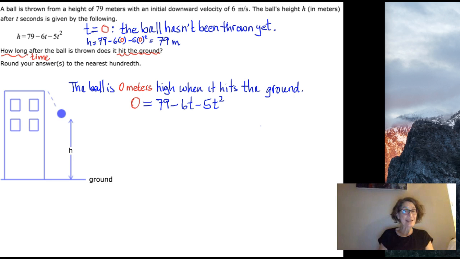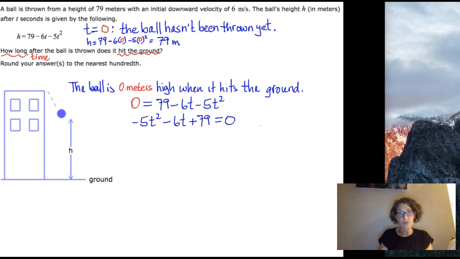Okay, great. It's not in standard form. We do have everything over on one side and a 0 on the other side, which is good. But now we have to put it in standard form. And standard form means that as you go from left to right, the degrees of the terms are going down. We have to put them in descending order. So let's just rearrange it. So it's negative 5t squared minus 6t plus 79 equals 0.